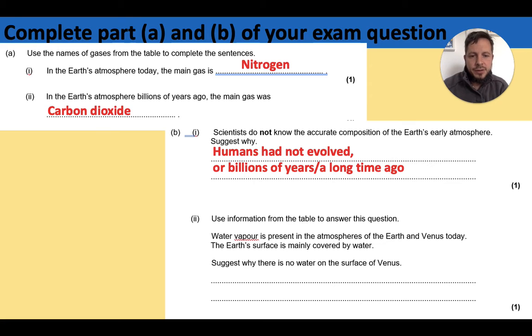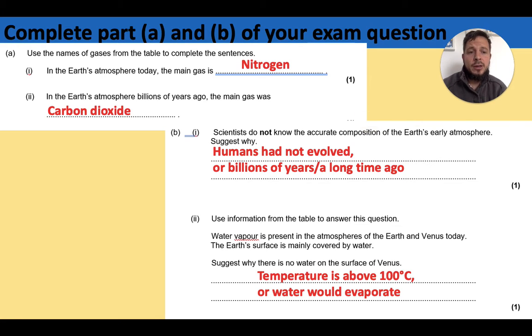Use information from the table to answer this question. Water vapour is present in the atmosphere of the Earth and Venus today. The Earth's surface is mainly covered in water. Suggest why there is no water on the surface of Venus. It's because it is too hot. The temperature is above 100 degrees C, so water would evaporate.